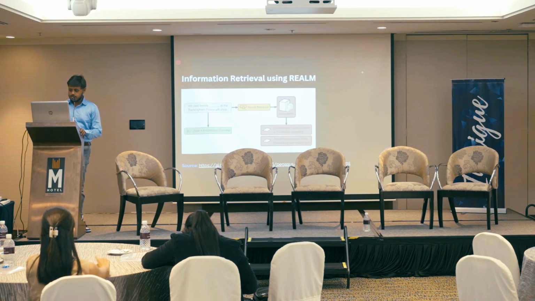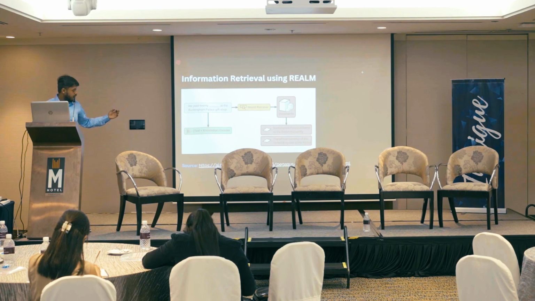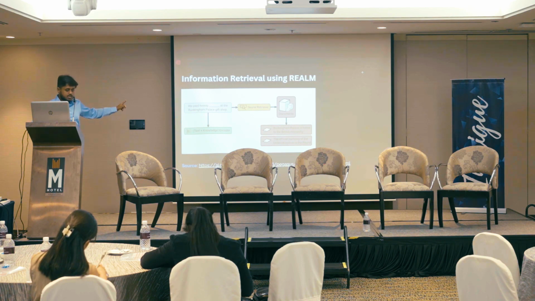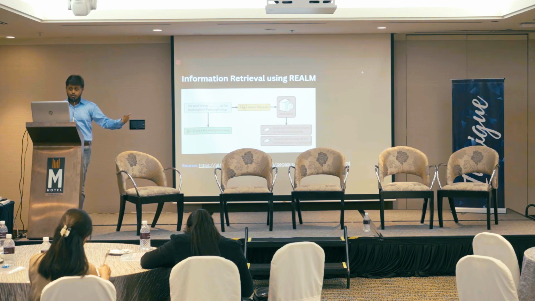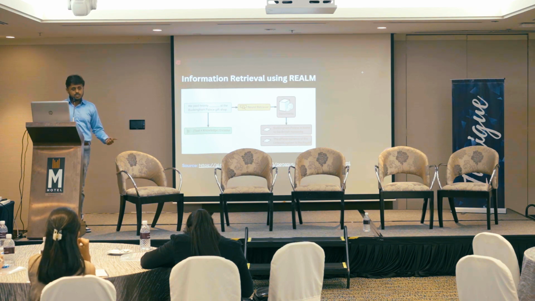Let's talk about another language model that Google uses, regarding information retrieval. Take an incomplete sentence like: we paid 20 at the Buckingham Palace gift shop. How does Google understand that 20 is pounds and not dollars? You have mentioned Buckingham Palace, which is located in the UK, and the official currency of the UK is the pound. That is how Google fills in the content, and the algorithm behind this is called REALM.